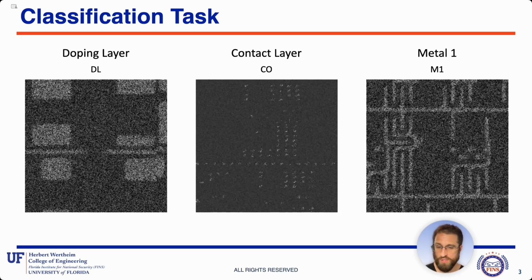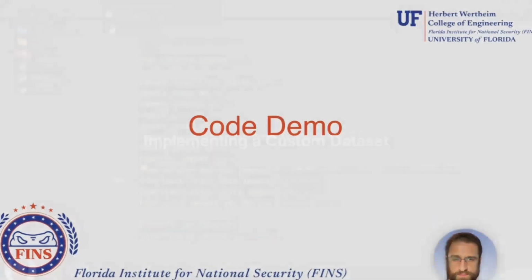So our classification task is to predict which design layer is present inside of these SEM images. So we'll have 3 different layers: the doping layer, contact layer, and the metal layer. And we have these noisy grayscale images that we want to see if we can train the CNN to quickly detect and quickly classify which layer is present. And we'll see how well we can do. So let's jump into the code.